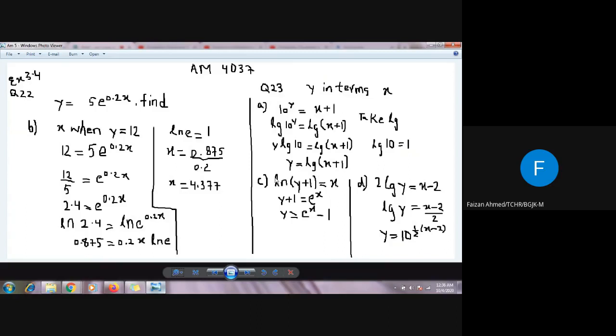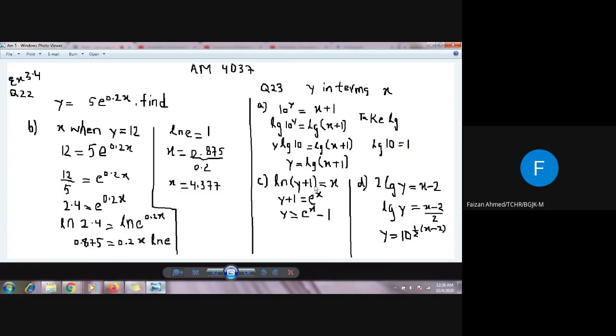The next question, that is question C, is ln y plus 1 equals x. And again, we have to express y in terms of x, so we have to keep y on one side and everything on the other side, and we know that this is in the form of ln.